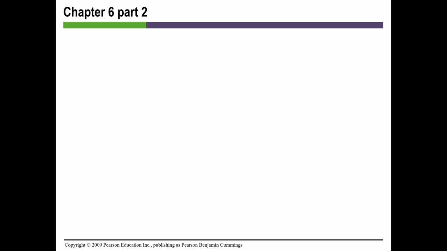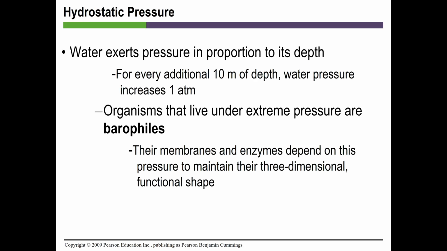We're in part 2 of chapter 6, which covers microbial nutrition and growth. We were talking about different physical restraints, characteristics of the environment that affect microbial growth. The last physical characteristic is hydrostatic pressure.